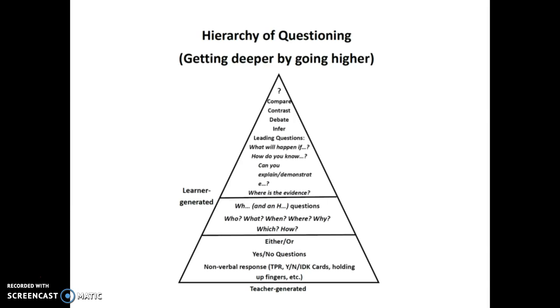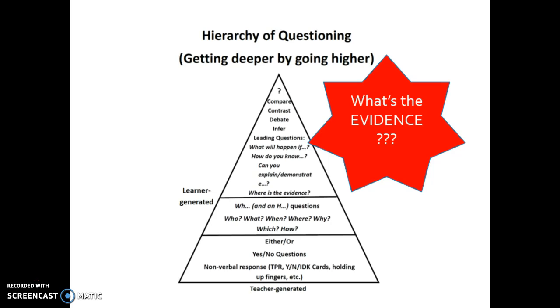When we get into the WH questions, now the students are asking these questions, they're answering these questions. But again, these might be teacher generated as well. When we get into the top tier, this can be teacher or learner generated. But these types of questions require a lot more critical thinking and deeper thinking skills. So much more difficult, complex tasks with this higher level of questioning.